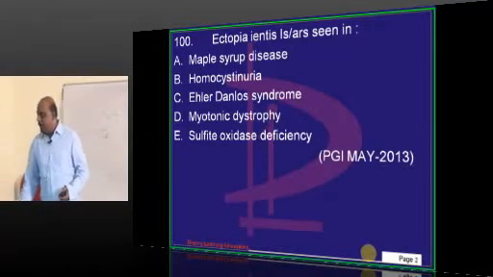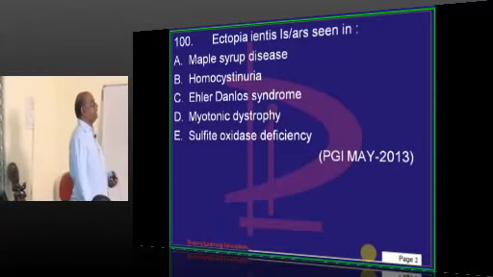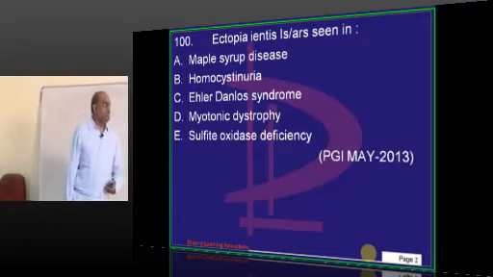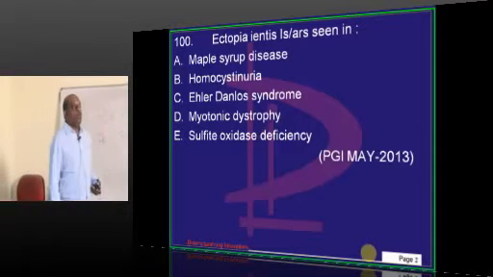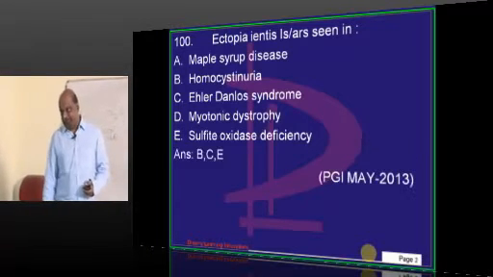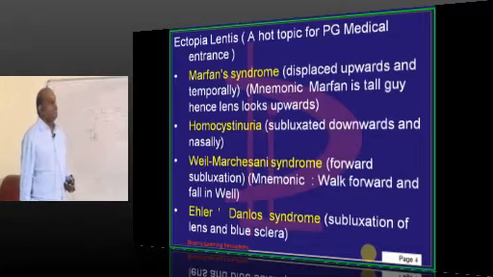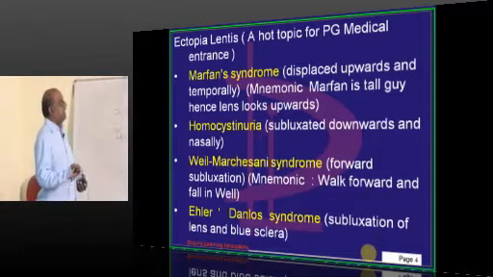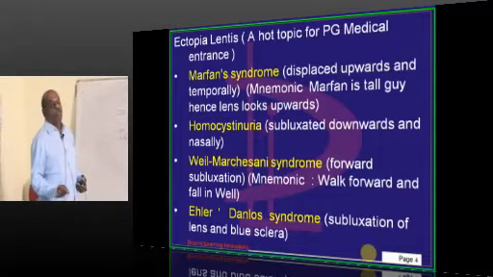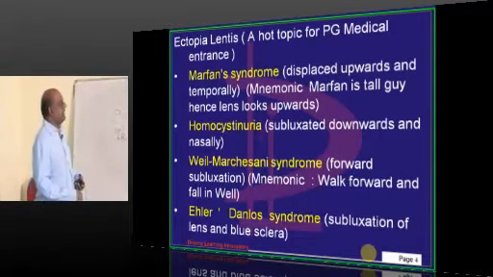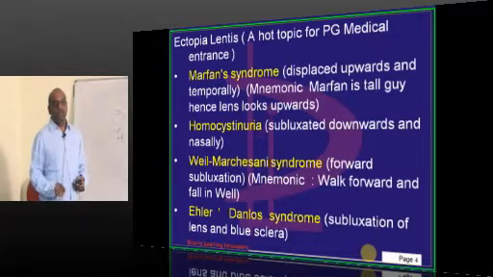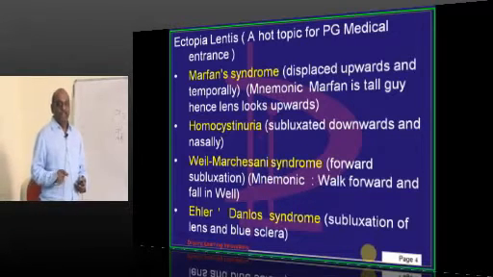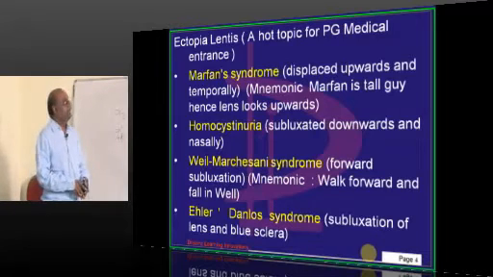So continuing our discussion on PGI May 2013, ectopia lentis, where do we see? This is a very important question. Marfan's, homocystinuria, Weill-Marchesani and Ehlers-Danlos. But what is the challenge? Which is up, which is down, which is forward? That you need to know.